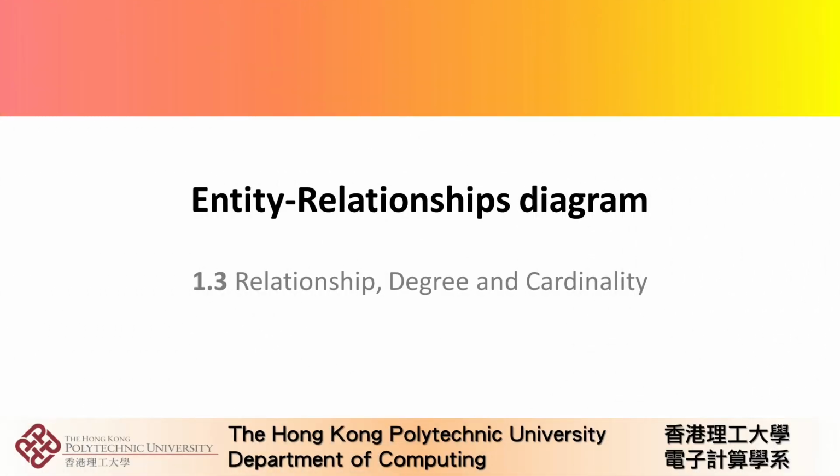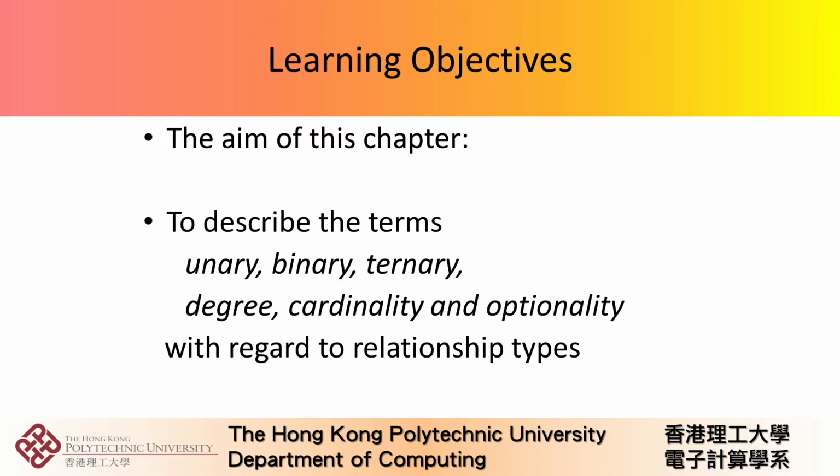Entity relationship diagram: relationship, degree, and cardinality. In this lesson, the terms unary, binary, ternary, degree, cardinality, and optionality with regard to relationship types will be described.